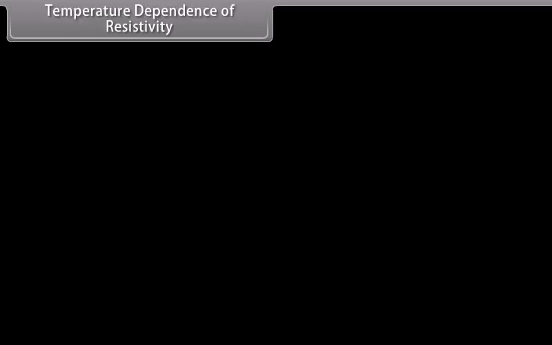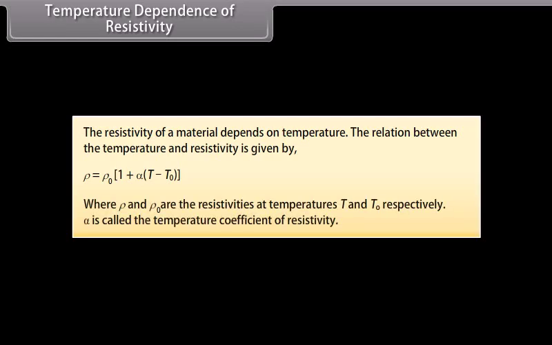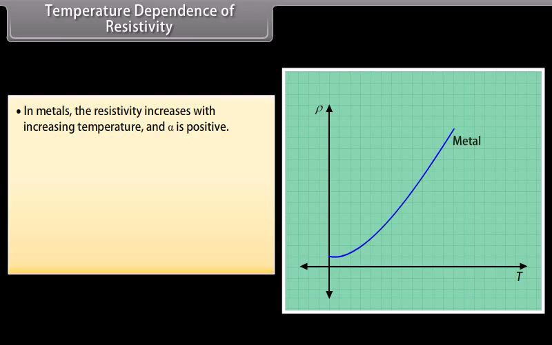Temperature dependence of resistivity. The resistivity of a material depends on temperature. The relation between the temperature and resistivity is given by rho = rho naught multiplied by 1 plus alpha (T minus T naught), where rho and rho naught are the resistivity at temperatures T and T naught respectively. Alpha is called the temperature coefficient of resistivity. In metals, the resistivity increases with increasing temperature and alpha is positive.